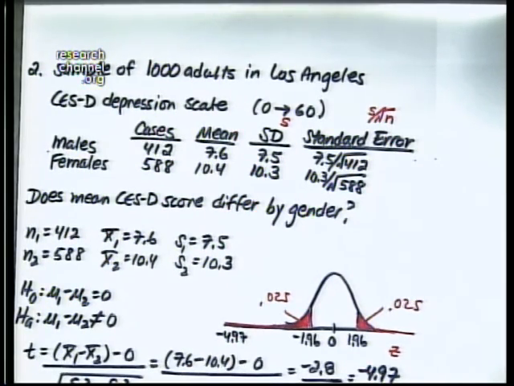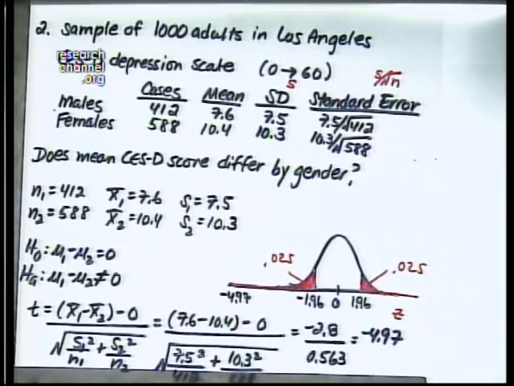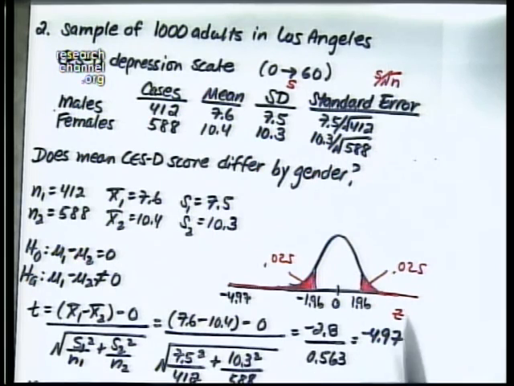So again, the t-statistic is going to take the difference in the sample means, that's our sample statistic, minus the hypothesized value of 0, divided by the standard error. Most of you are not going to have to calculate this by hand. Most of you are just going to interpret the test statistic at the end, which in this case is negative 4.97. Where does it fall in this distribution? Far out in the left tail of the rejection region.